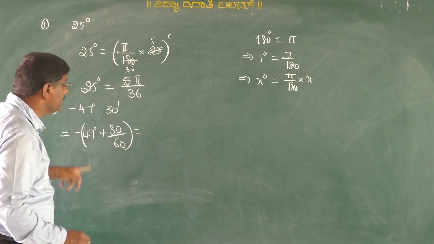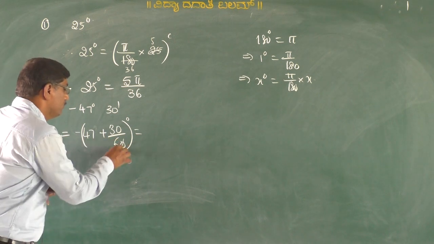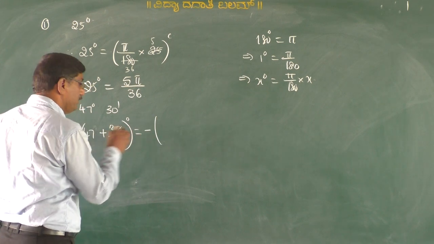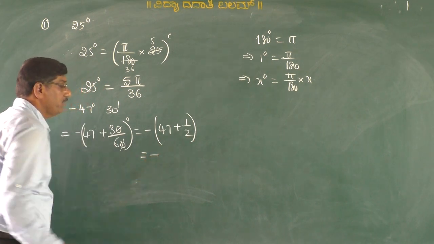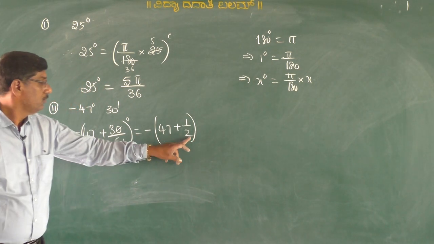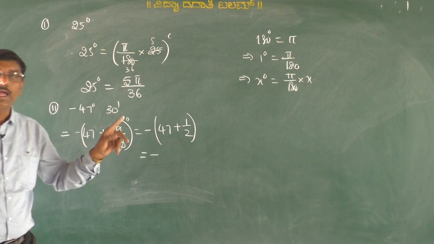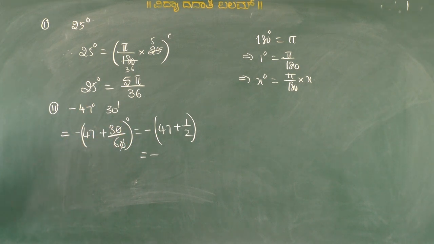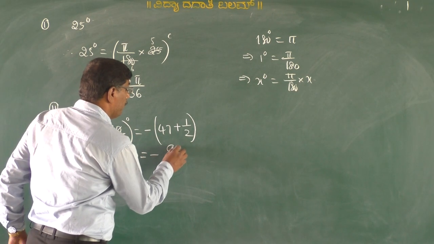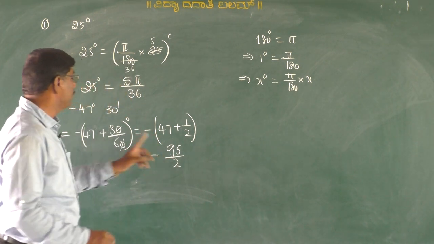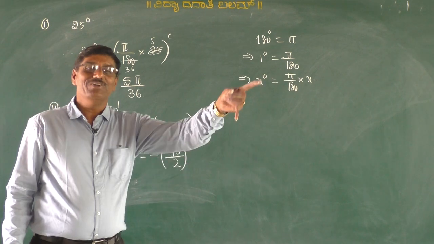Now, this whole thing is in degree. Are you understood? Now, simplify this one. That is the minus of, as it is, 47 plus 1 by 2. My dear students, how much? 2 7s are 14, isn't it? 2 4s are 8. 8 plus, how much? 1. The total is 95 by 2. This is equal to 95 by 2 in terms of degree. Now we have to express this one in terms of radians.